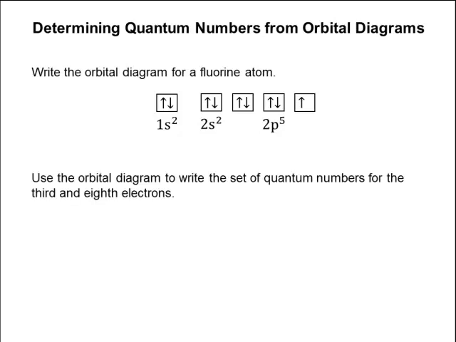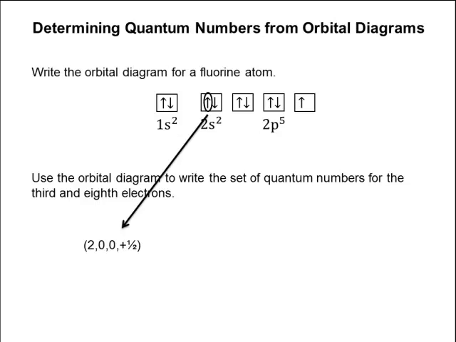Now, let's say I wanted to write quantum numbers for this. And let's say I wanted to write it for the third and eighth electrons that would be added into the fluorine. Well, where's the third one going to be? I'd start with my 1s, add those two electrons, so my third one would be that first electron in the 2s orbital. If I want to write out my quantum numbers, remember, I write quantum numbers in parentheses: n, l, m sub l, m sub s. So my n would be 2, my l would be 0 because I'm in the s subshell. m sub l would be 0. Got spin up, so my m sub s would be plus 1/2.